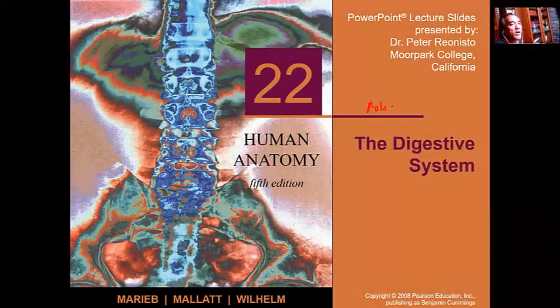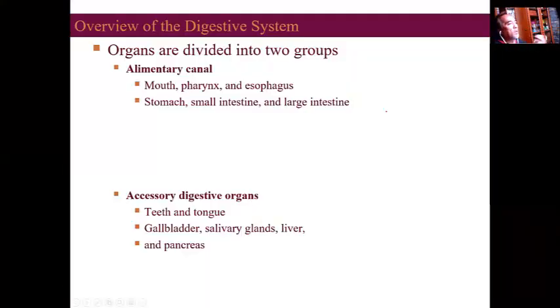All right, so the digestive system. When we study the organs, we always follow the path of something going in and then going out. In this case, we have the digestive system, where we follow the path of food going in and then going out. We're going to call it the alimentary canal, similar to the digestive tract.